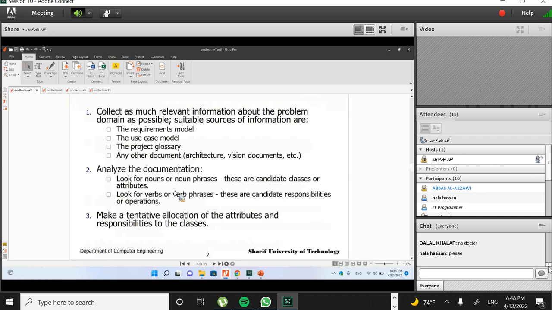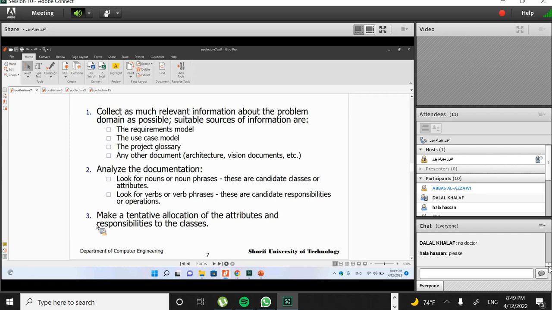For analyzing the documentation, we look for nouns or noun phrases as we have done before. The nouns and noun phrases, as you know, are candidate classes or candidate attributes. And verbs or verb phrases, as you know, are candidates for responsibilities and operations. So we should make a good list of nouns and noun phrases for classes and attributes, and we should make a list of verbs for detecting operations and responsibilities of each class.